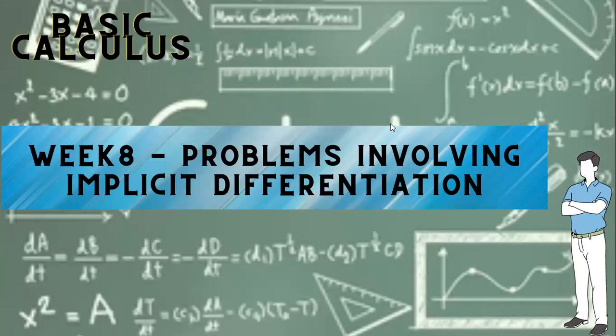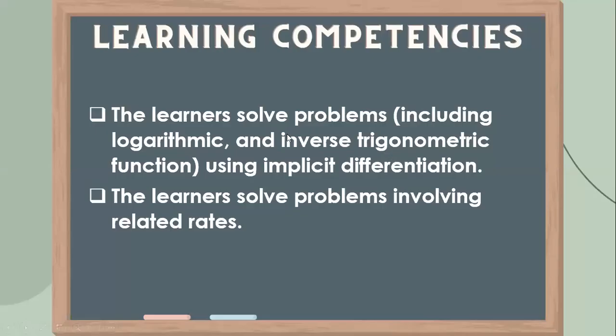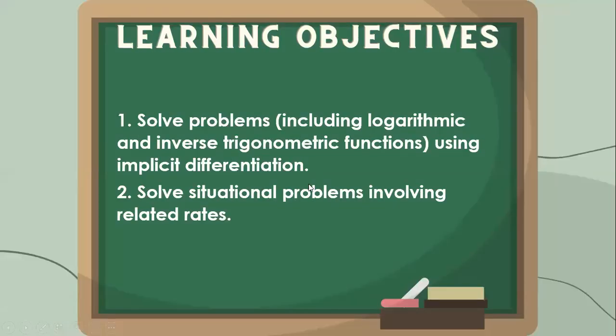Okay, so for our learning competencies, first, the learner solves problems, including logarithmic and inverse trigonometric function, using implicit differentiation, and also the learner solves problems involving related rates. Okay.